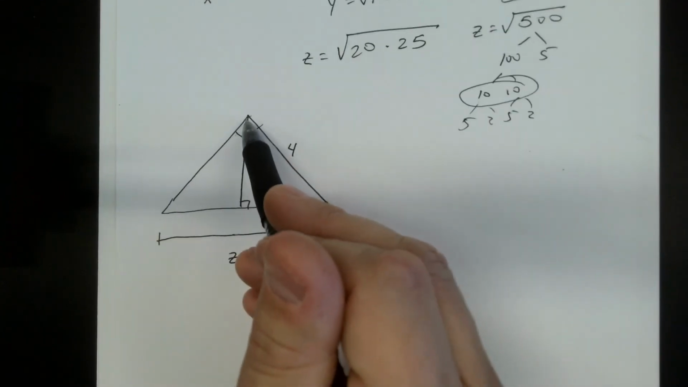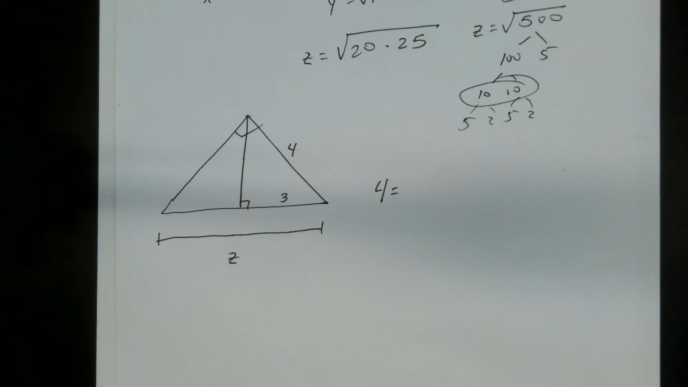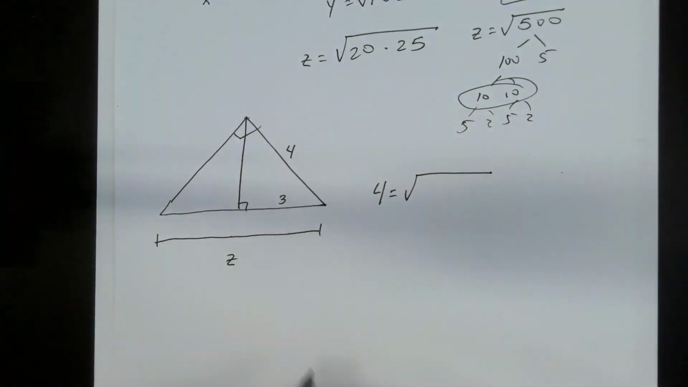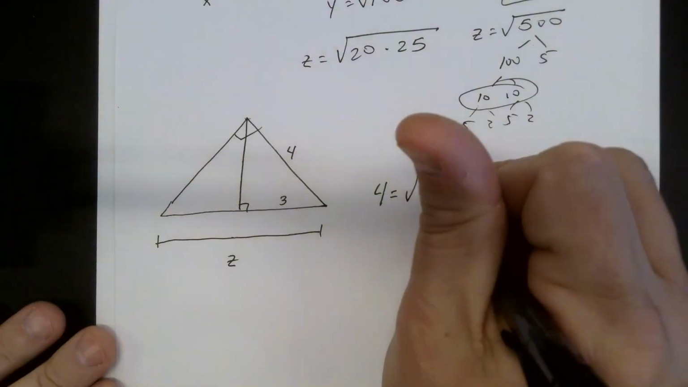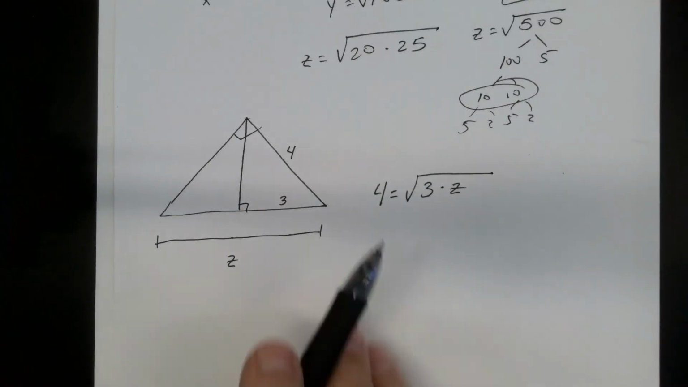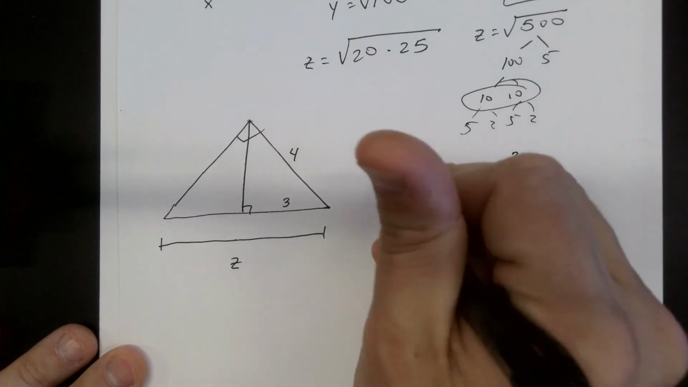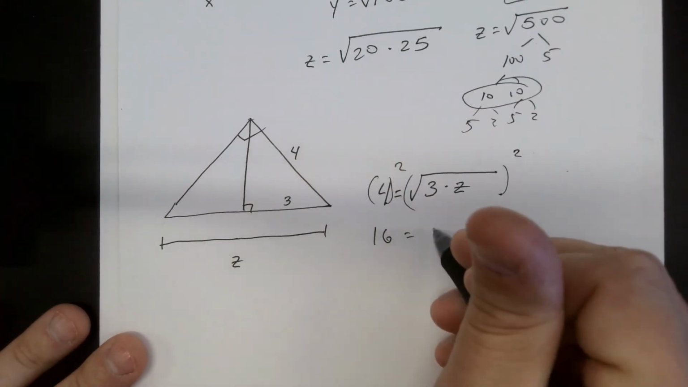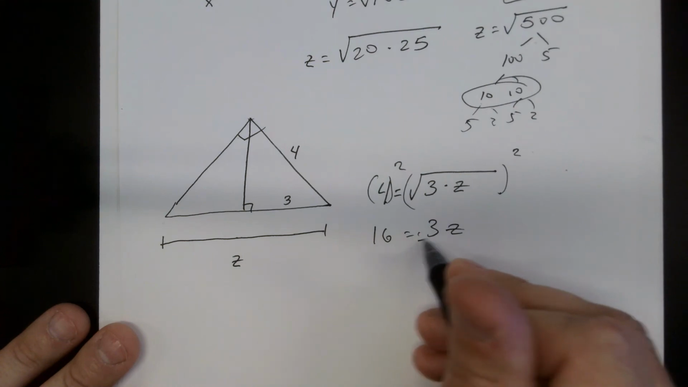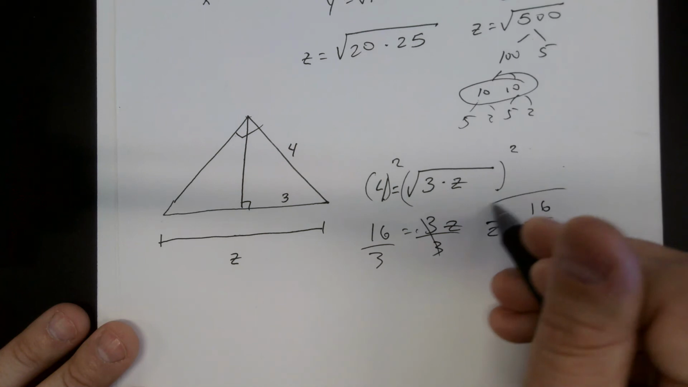Now remember what the leg theorem is. The leg equals the square root of the part of the hypotenuse it touches times the entire line. We can solve this with algebra. We've solved radical equations in chapter 4. We're going to square both sides: 16 equals 3z. Divide by 3. Z is going to equal 16 thirds.